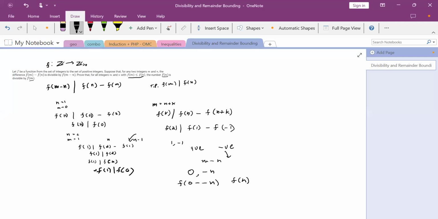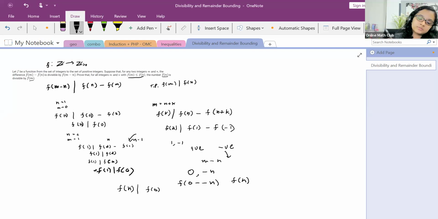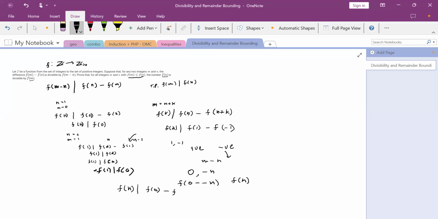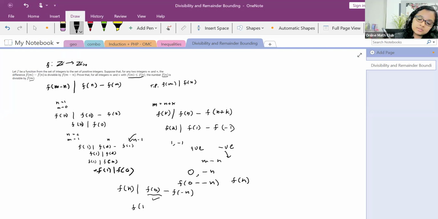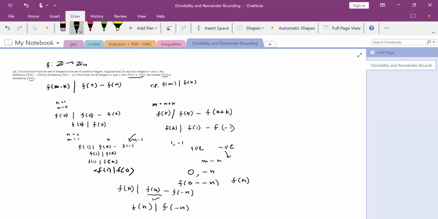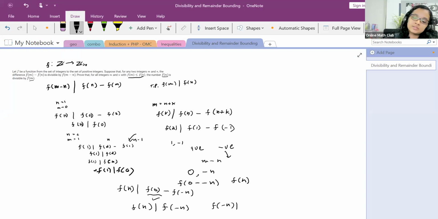So we will get that f of n divides f of minus n always. Yes, because you have f of n divides f of 0 minus f of minus n, and you know it divides this. So f of n divides f of minus n. What else can you say? Something very similar. Exactly. You just put n as minus n, and then you get f of minus n divides f of n. So that means that these two have to be equal.